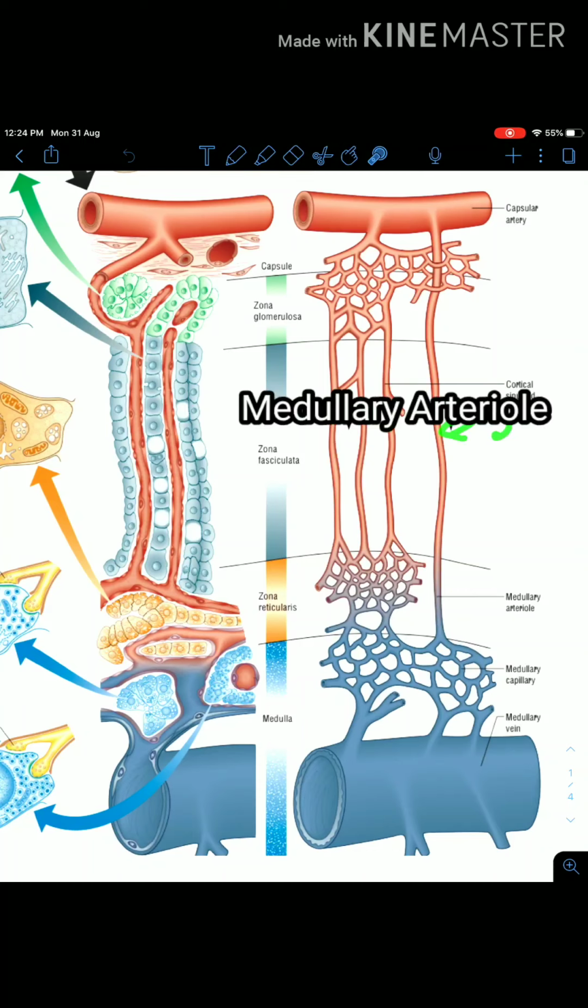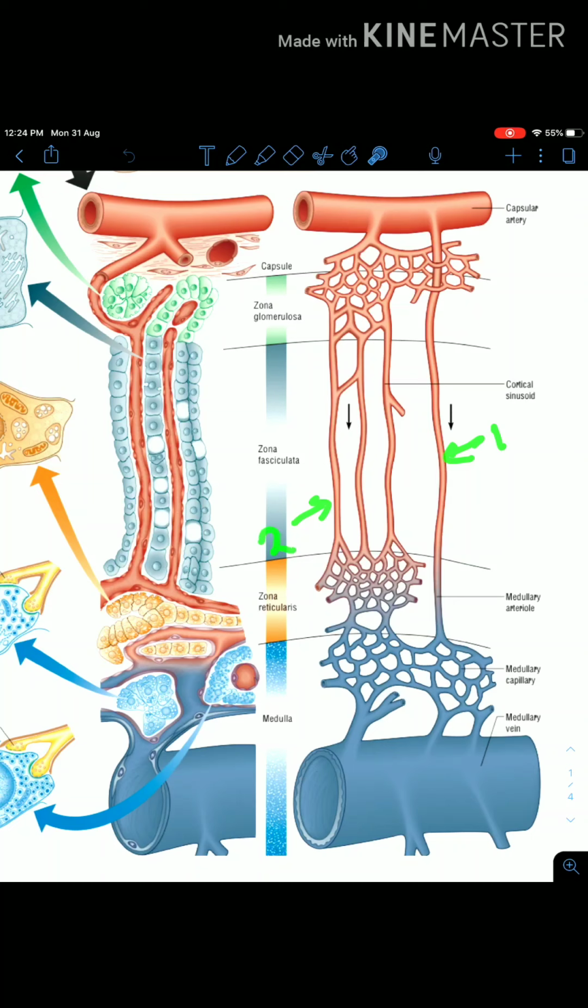The third is the medullary arterioles. These arterioles traverse the cortex, and traveling within the trabeculae they reach the adrenal medulla. They bring with them arterial blood. Therefore, the medulla has a dual blood supply: arterial blood from the medullary arterioles and the venous blood coming from the cortical sinusoidal capillaries that have already supplied the cortex.